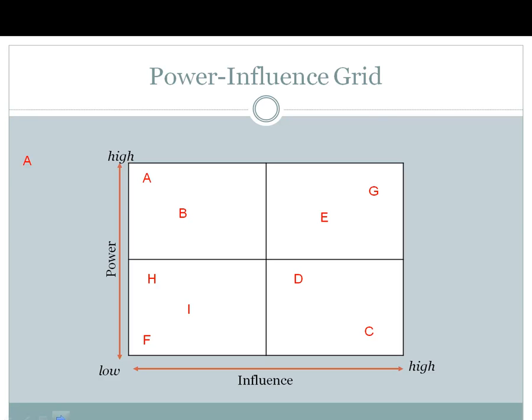So for example, look at stakeholder F. They don't have a whole lot of power, nor do they have a whole lot of influence on your program. So while you may keep them informed, you're not going to be concerned about them as much as you are stakeholder G, that has a high amount of power and a high amount of influence in your program.